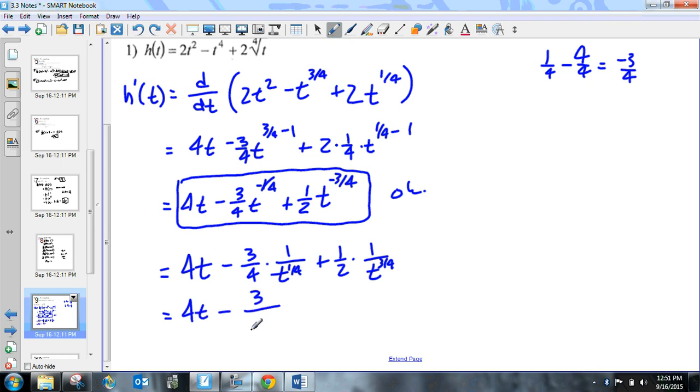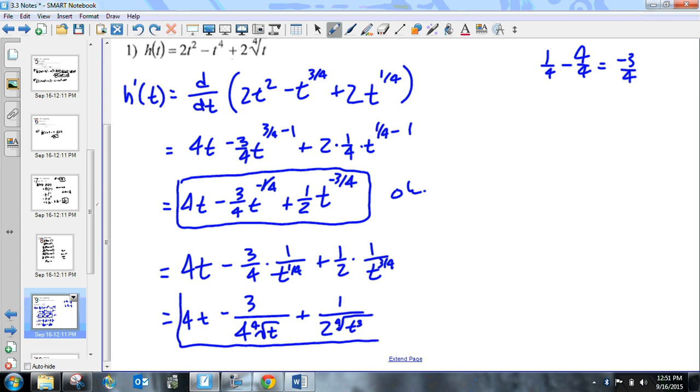So if I do that, I can simplify this, and I'll get 4t minus 3 over 4t, hold on, sorry. All right, 4t minus 3 over the quantity 4 times the 4th root of t, and then plus 1 over 2 times the 4th root of t cubed. This is the simplified version. You will probably find this in the back of the book.